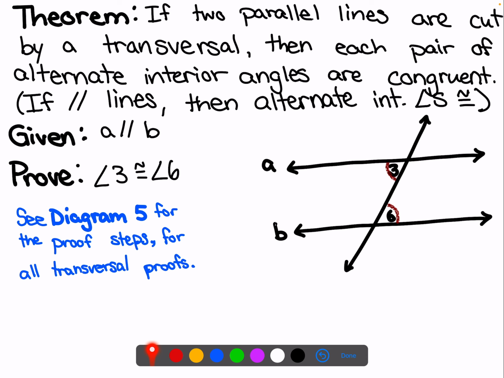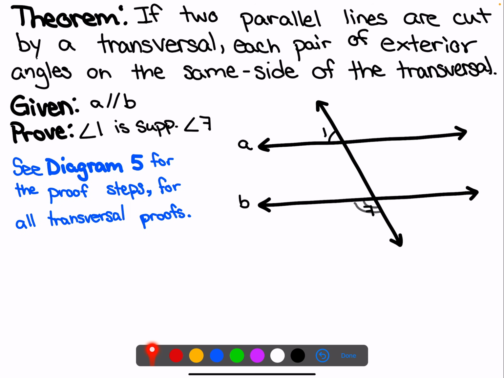And then the last shortcut that we're going to talk about is same side exterior angles. If you have parallel lines, meaning A is parallel to B, then same side exterior angles will be supplementary, and that will always be the case.